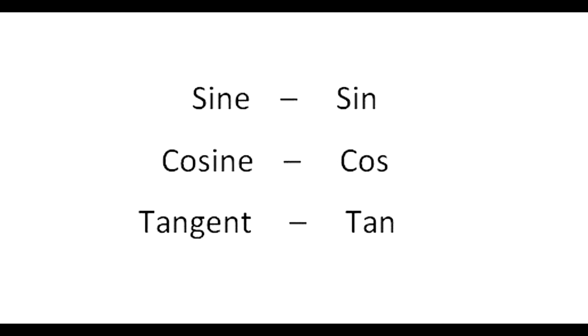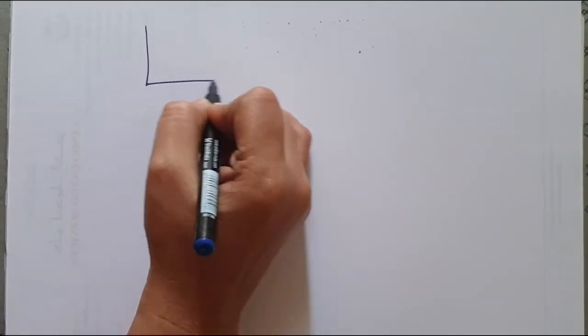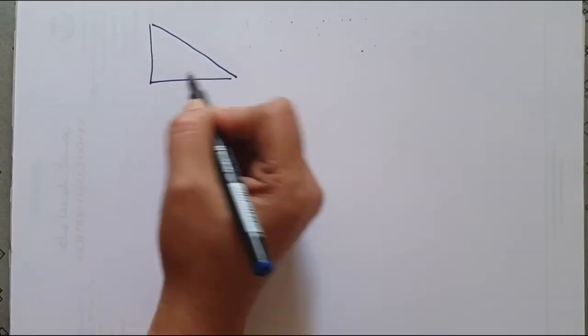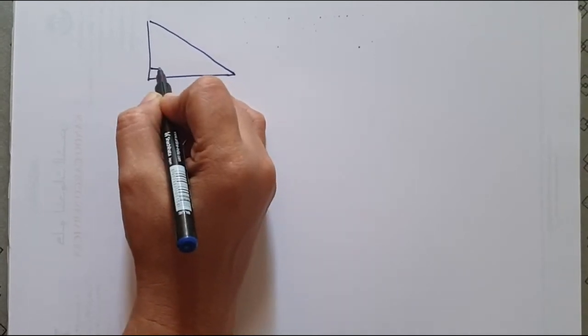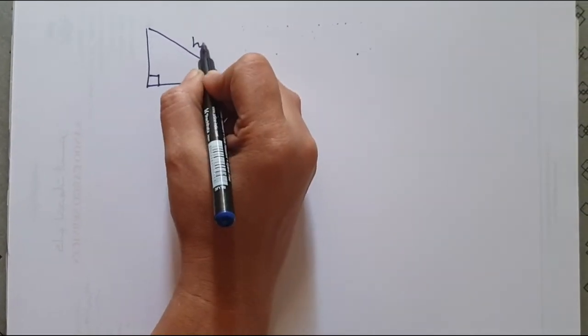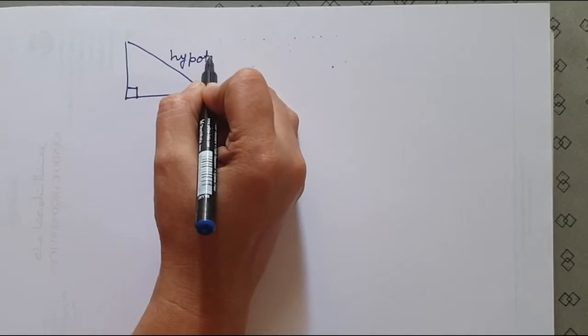Sine we write only as sin. Cosine we write as cos. Tangent we write as tan. For any right angle triangle, we know that one angle is 90 degrees. Opposite to this 90 degrees is the hypotenuse.